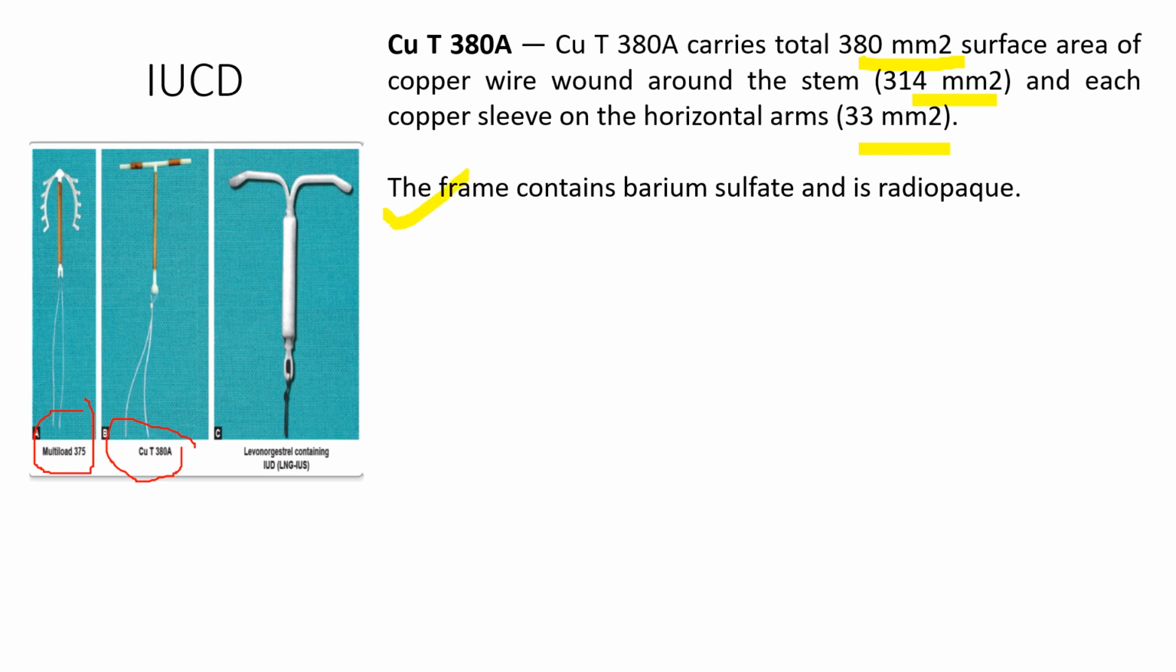This point is very important. This frame is radio opaque, above which the copper wire is surrounding. Now why is this important? Because if it has been misplaced, or slipped out of the uterus, then radiologically, by doing an X-ray or some radiological investigation, we can identify the copper T within the pelvic cavity, so that we can remove it. So this is important. And replacement is required every 10 years. Why? We are going to come to it later.